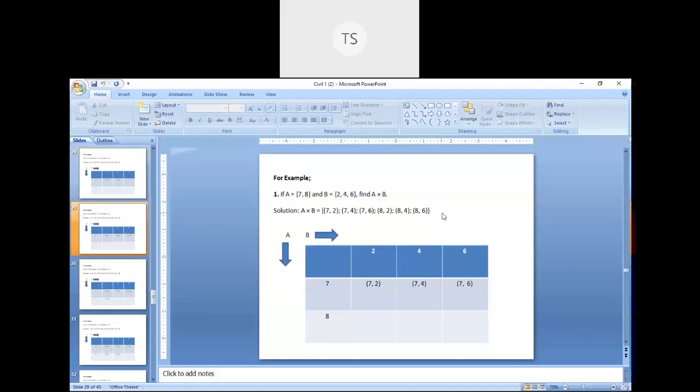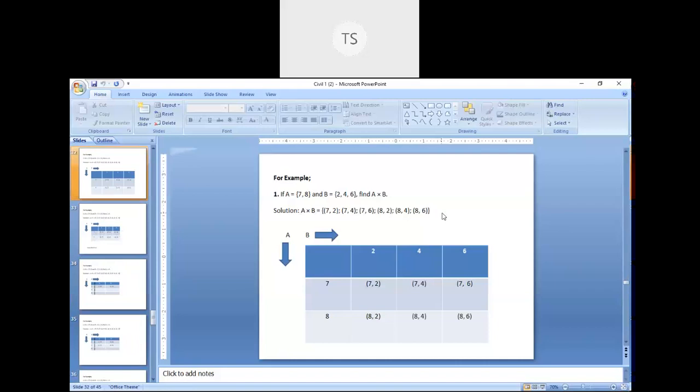Now for the second part, see what he will do. For the first column, that means 8, he will combine with 2. So 8 2. Again 8 and 4, 8 and 6. So in this way, if you make one table, you can write all the elements, all the ordered pairs.